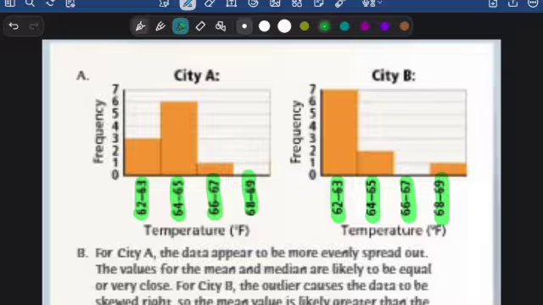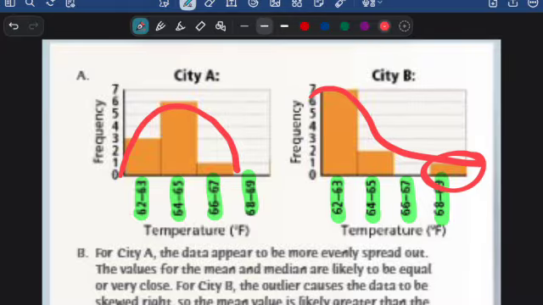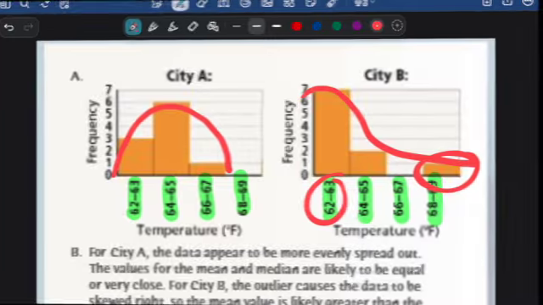So if we look at City A, the shape of this data looks pretty symmetrical. And the shape of City B, we can see that it looks like it's skewed right. We have this outlier here on the right, and most of the data is over here in this interval. So City A is more evenly spread out because of that symmetrical shape. City B has that outlier, so it is skewed right. So for City B, the outlier, again, pulls the mean towards it, so the mean is going to be greater than the median value for City B.